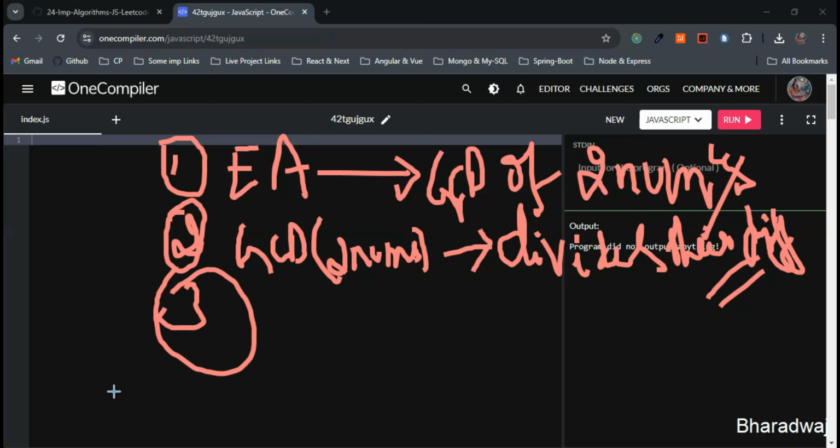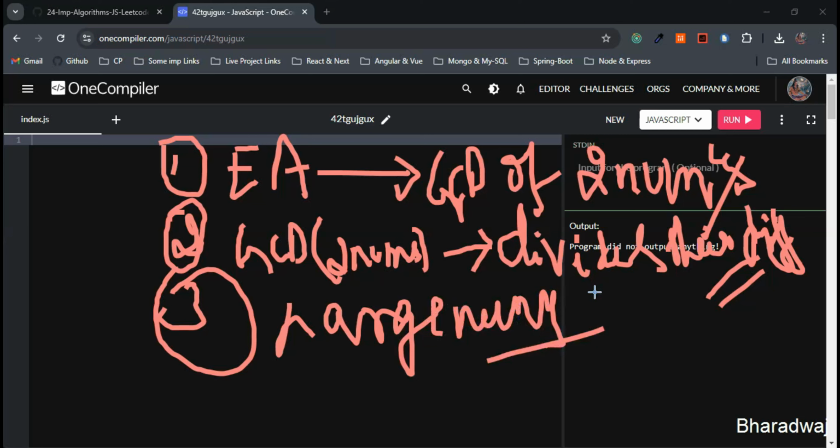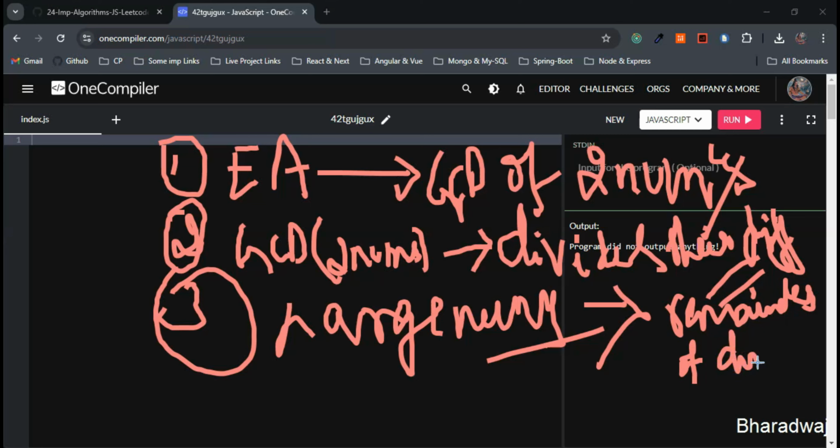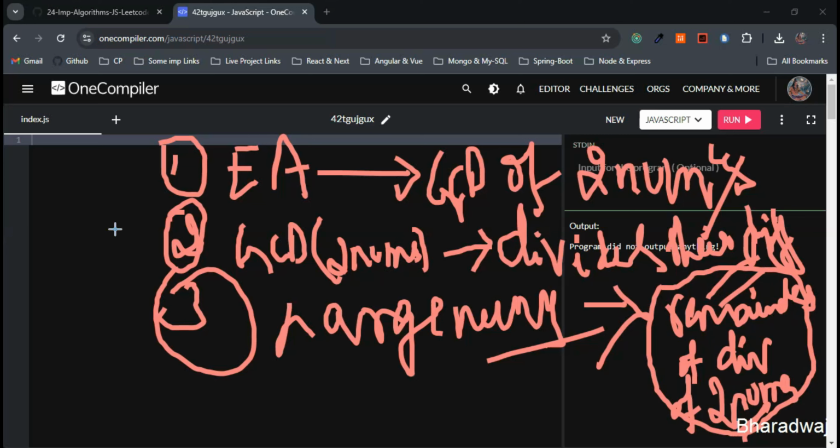So what will be the process involved? The process involved here is replacing the large number with the remainder of the division of the two numbers. This step is very important, so I hope you remember this one, as we'll be implementing the same thing in the code.